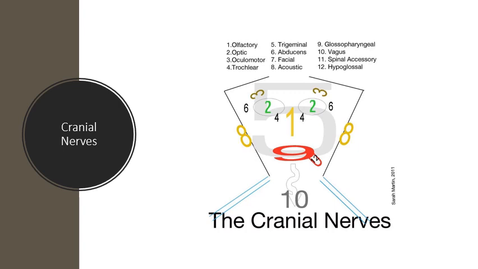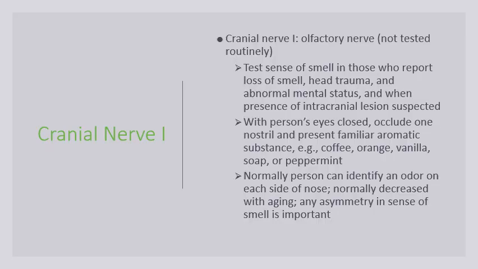The cranial nerves should be tested. Again, olfactory is difficult to assess, usually in the acute or subacute setting, but the rest of them are fairly easy to assess. So cranial nerve 1 is the olfactory nerve. It's not routinely tested, but it tests the sense of smell.